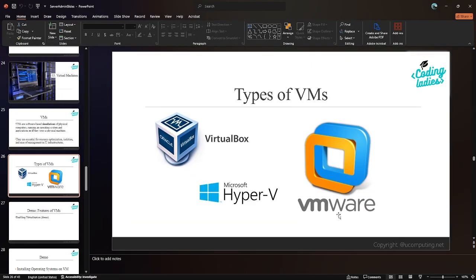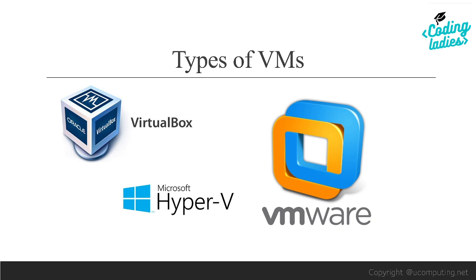So back to our presentation. With VirtualBox, they all work the same, just that they come from different IT companies. VirtualBox is from Oracle. VMware is from, I think, yeah, their name is VMware. The most popular one is VMware, but we also have VirtualBox that's free from Oracle.